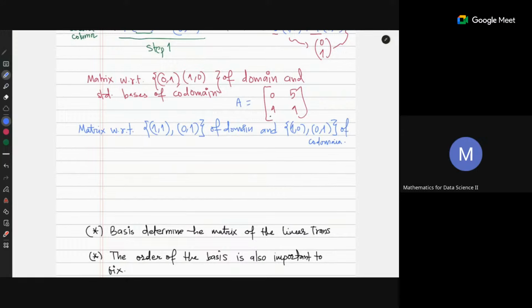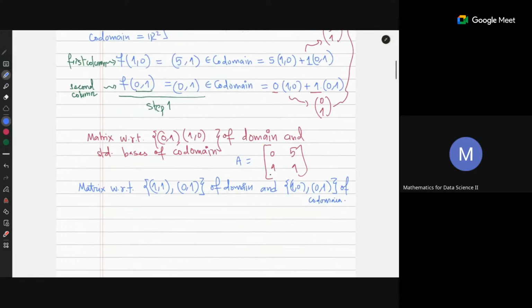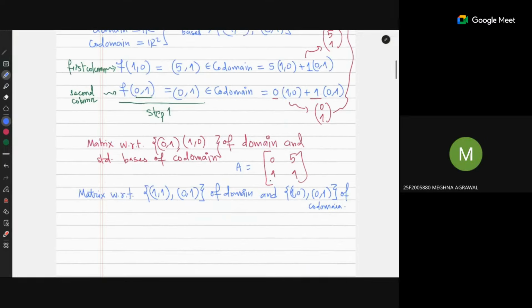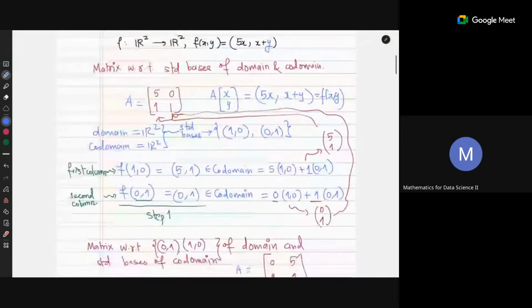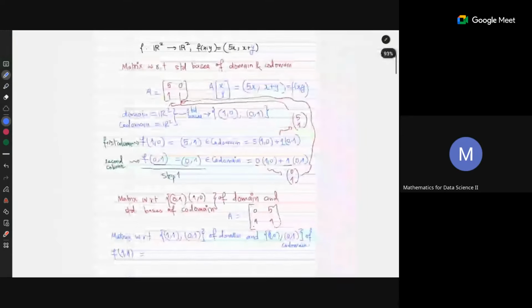All right, so what should we do first? We should look at the image of each basis vector. What is the first basis vector of the domain? No, the vector is (1, 1). Now what is the image of this (1, 1)? Look at the map definition: (5x, x plus y). So where does it map? To (5, 2). Yes.